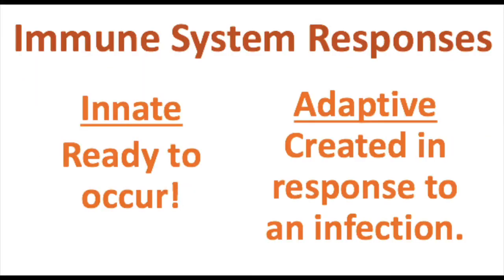An innate immune system response is a ready-to-occur reaction that can be triggered by a variety of infectious threats. An innate immune response begins working immediately and is triggered by the chemical property of an antigen. An adaptive immune system response occurs in response to an infection and occurs in response to a specific antigen.